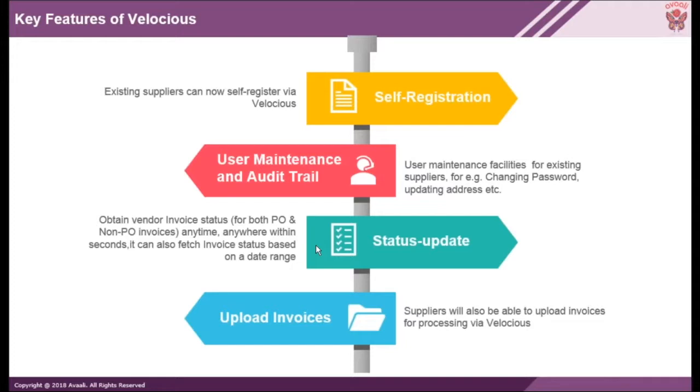So these are the key features of Velocious. There are a lot more in detail. The key features are, one, the vendors can register themselves without any intervention, without having to go through a lengthier registration process. They can maintain the users themselves, like changing a password, updating address, etc. There's a complete audit trail for this.